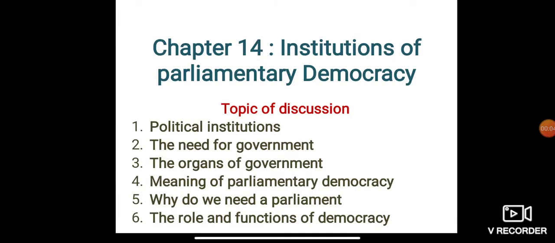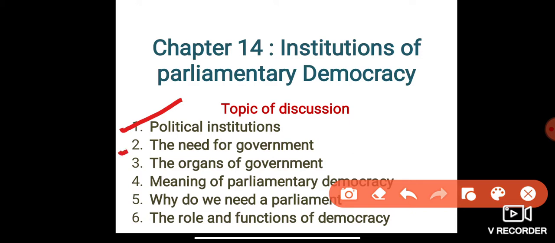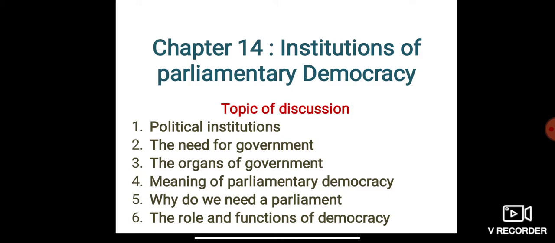So today we'll start with the new chapter, chapter 14. The topic that we will discuss in this class is political institution, the need for government, the organs of government, meaning of parliamentary democracy, why do we need a parliament, the role and functions of democracy. So this is our topic of discussion, from chapter 14, institution of parliamentary democracy. So let's get started.